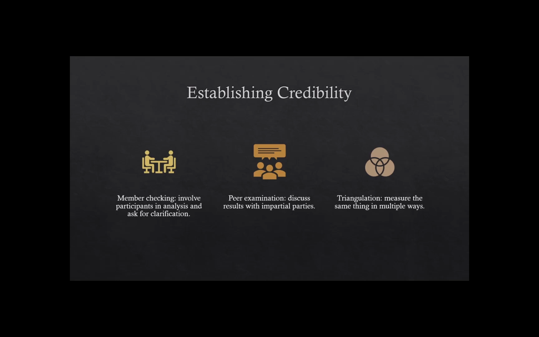In order to establish credibility in a study, there should be member checking, involving participants in the analysis, asking for clarification, discussing things with them, and asking about their feelings are all good ways to check in with them. Peer examination is also a very big part. Discussing the results with impartial and partial parties is valuable in this case, and triangulating your data, i.e. measuring the same thing in multiple ways. These are all great ways to establish credibility.